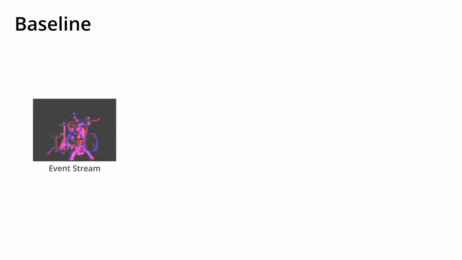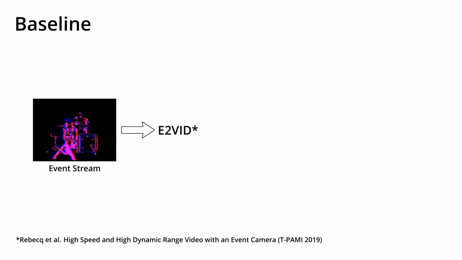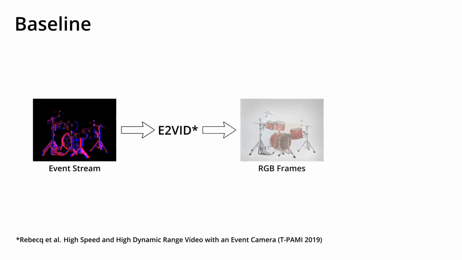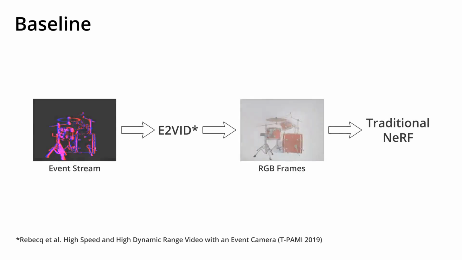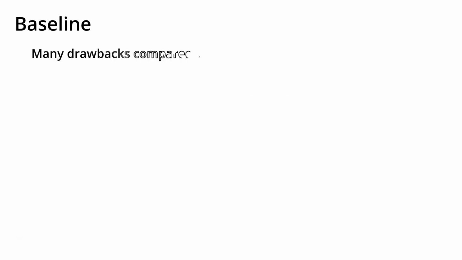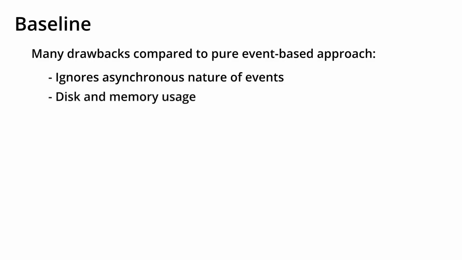As the baseline, we propose the following simple approach. We start with the event stream and run it through a frame-based reconstruction method, such as E2Vid, to obtain RGB frames that we can use to supervise a traditional NeRF. However, there are many drawbacks compared to purely event-based approaches such as ours. The asynchronous nature of events is ignored. Having to store all the reconstructed frames drives up disk and memory usage, and there's a limit on the window size and the total number of views due to the frame reconstruction method.